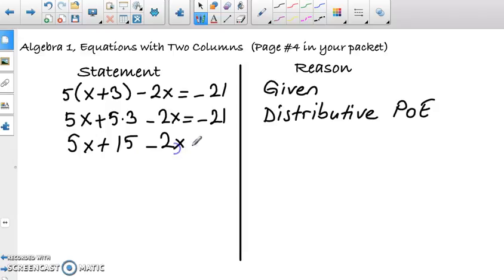Next, I just simplify this: 5x plus, instead of 5 times 3, I can just write 15, minus 2x is equal to negative 21. What I did, I just simplified. So I can just write over here, simplify.